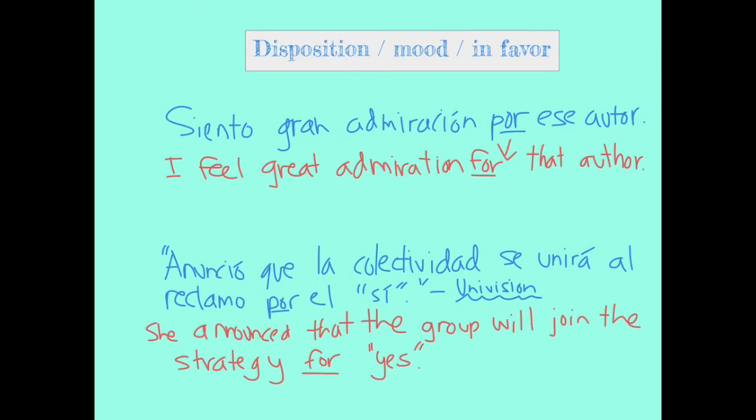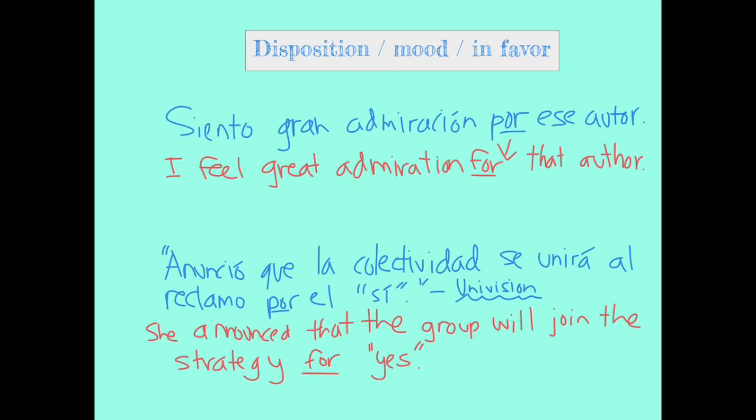We also use por to express our dispositions or things like we are in favor of or that we support, if you want to think about it that way. So mood here is a little misleading. Don't think anytime you see some sort of emotion that, oh boy, it's going to be por. Not necessarily the case. It's more to do with how your values align with things. So like, I'm 100% for this law. In English would be an example of something that would use por. So think about it as in what you support.